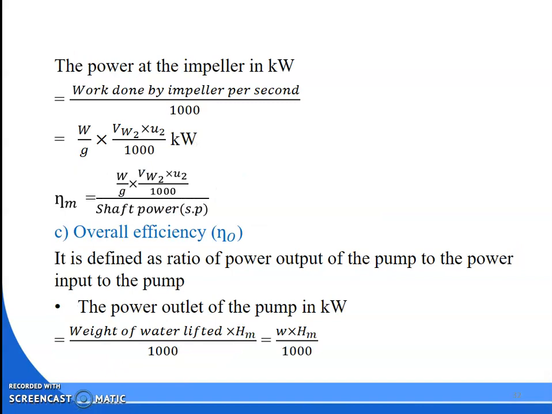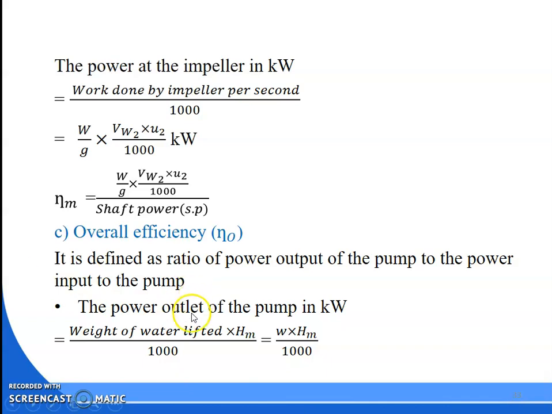So what is your mechanical efficiency? Work done by the impeller per second, that is the power at the impeller, that is W by g into Vw2 into U2 by 1000. What is your shaft power? That is SP. That will give you mechanical efficiency. Then we will go for overall efficiency. So what is overall efficiency? The water lifted to water weight. So take the power at the water divided by the shaft power. That will give you what?